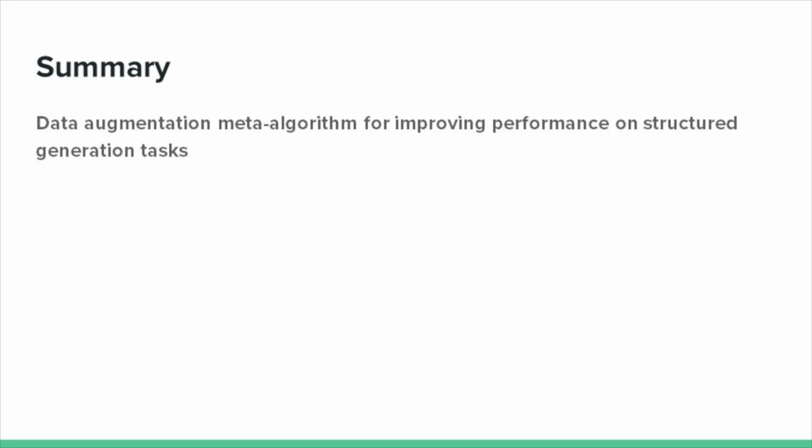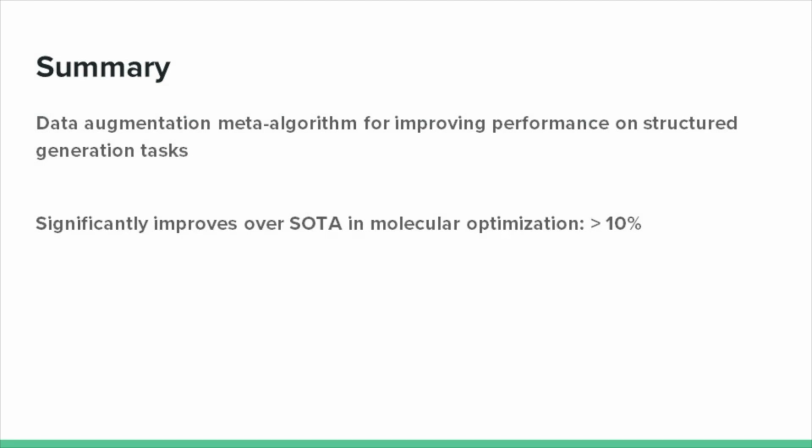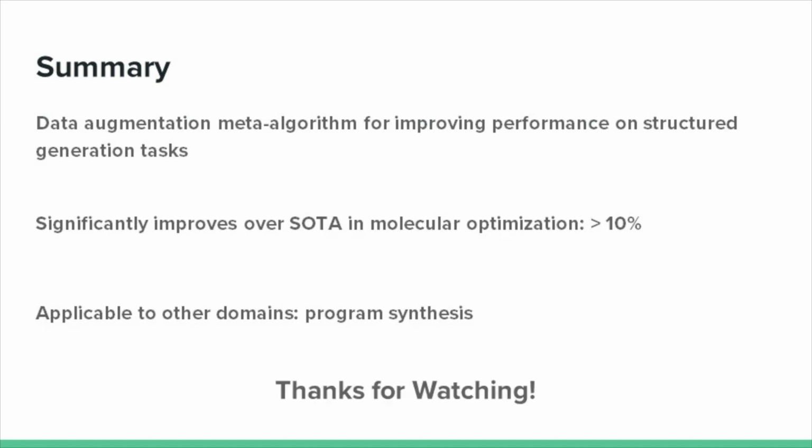So in summary, we've proposed a meta-algorithm for improving performance in structure generation tasks, where we augment the target set guided by a property predictor. We substantially improved on the state-of-the-art in molecular optimization by over 10% in 2 tasks. We showed that our method is broadly applicable and useful in other domains as well.